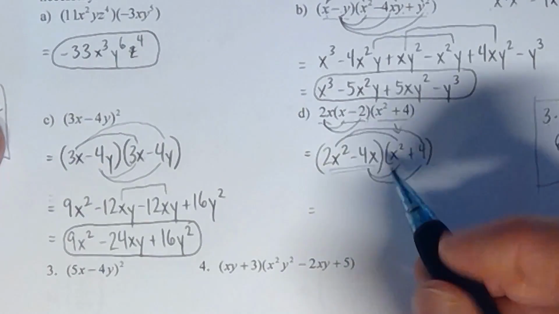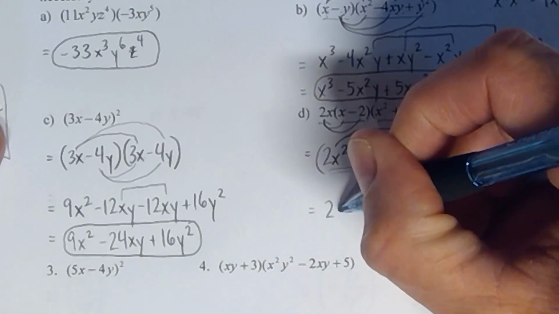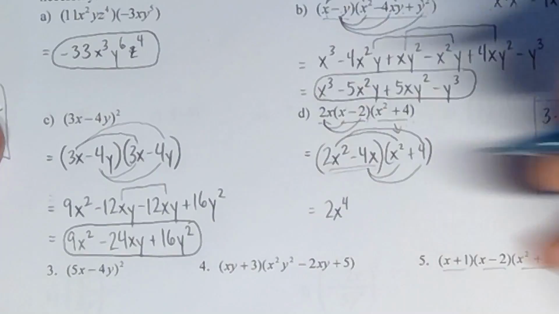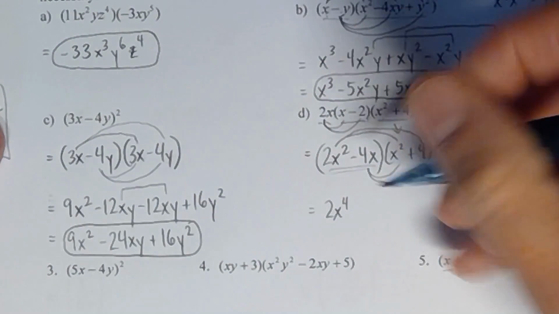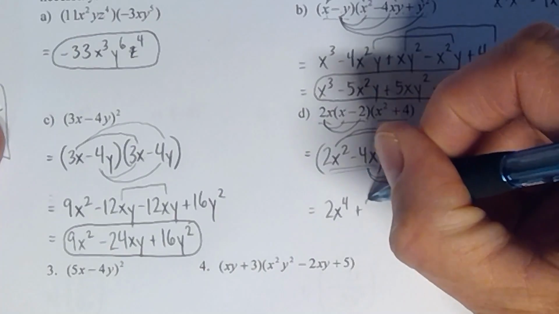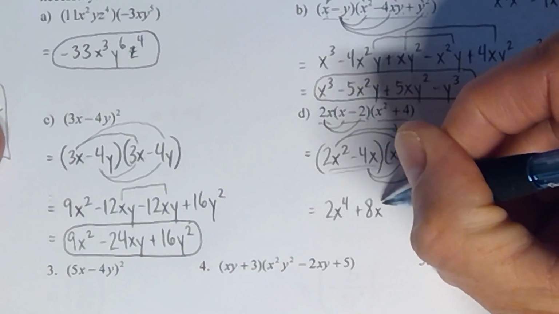2x squared times x squared. 2 times 1 is 2. x squared and x squared is x to the 4th. 2 plus 2 is 4. 2x squared times 4. 2 times 4 is positive 8. The x squared just comes on down.